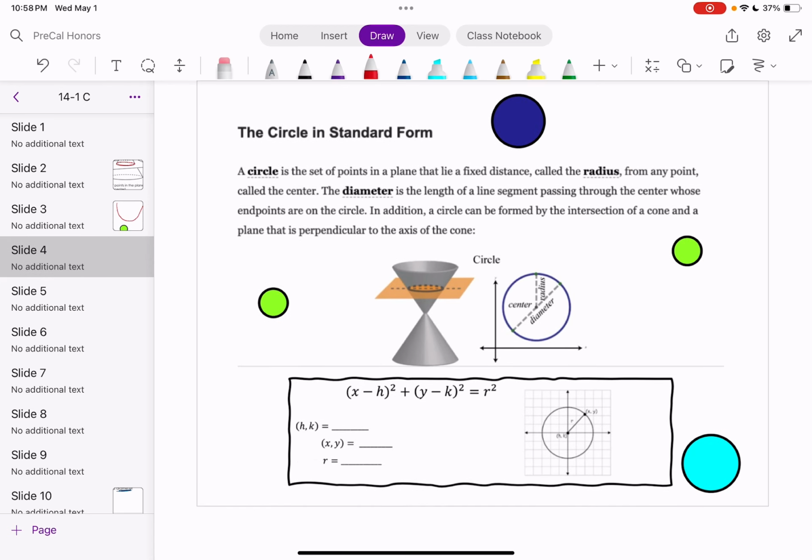Now, as we start to look at a circle itself, the circle itself has a specific formula that we will be looking at, and that is that equation there of r squared is equal to x minus h squared plus y minus k squared.